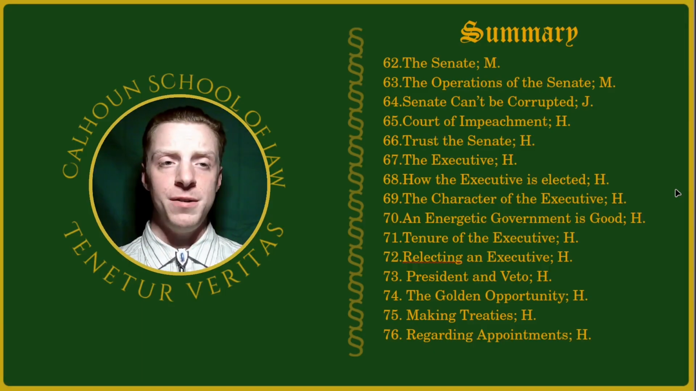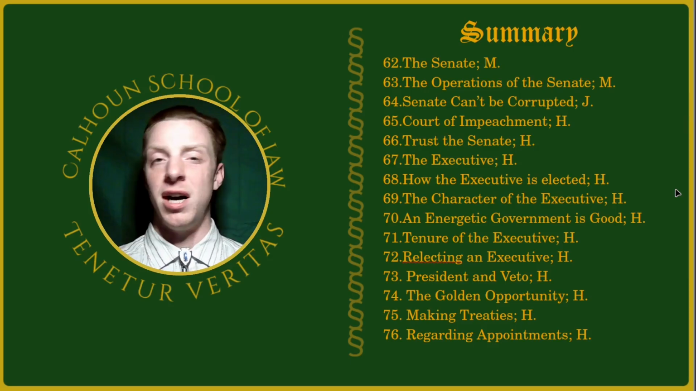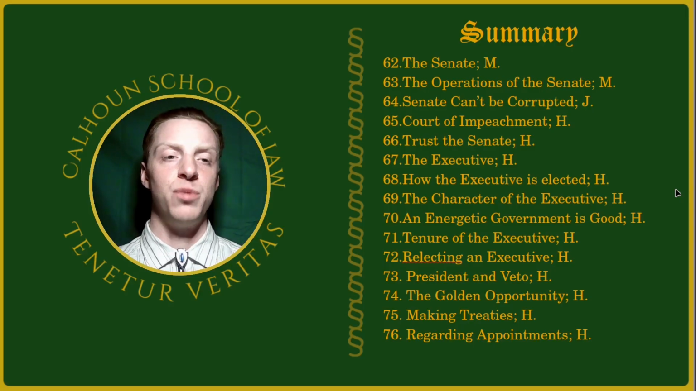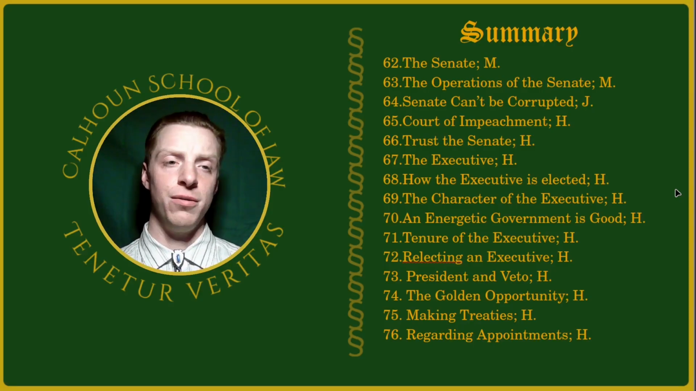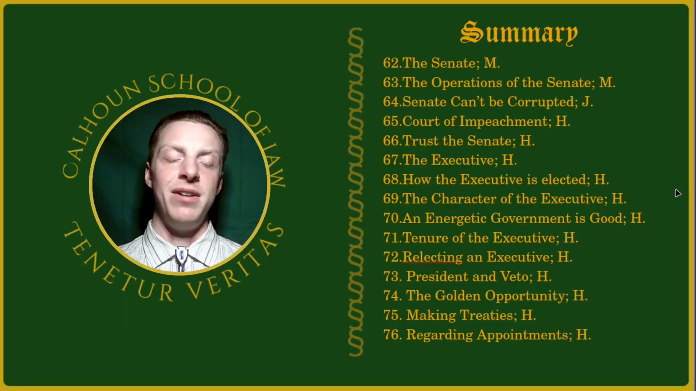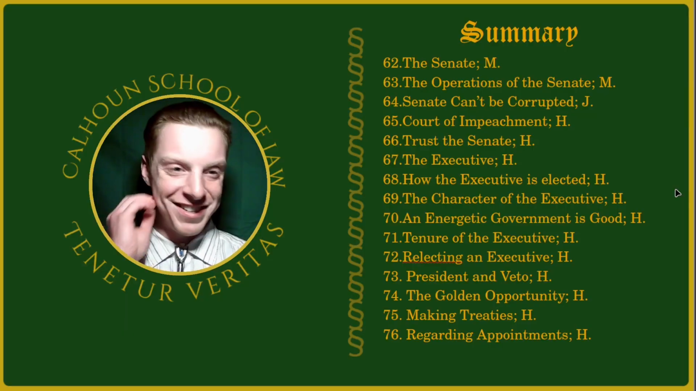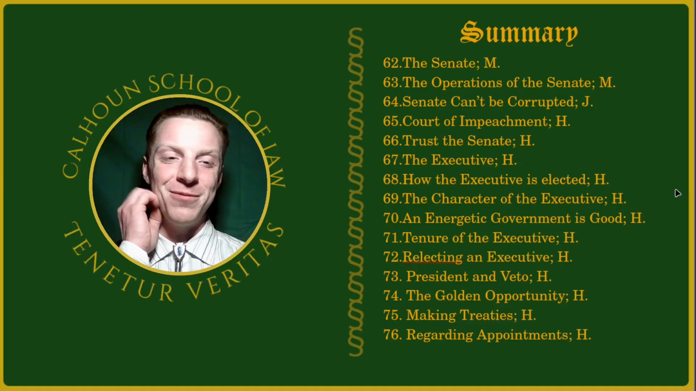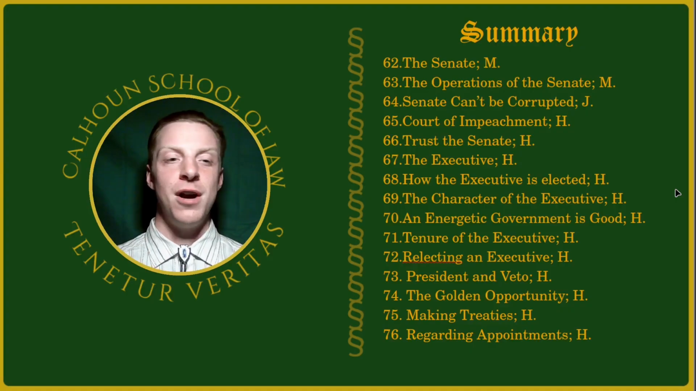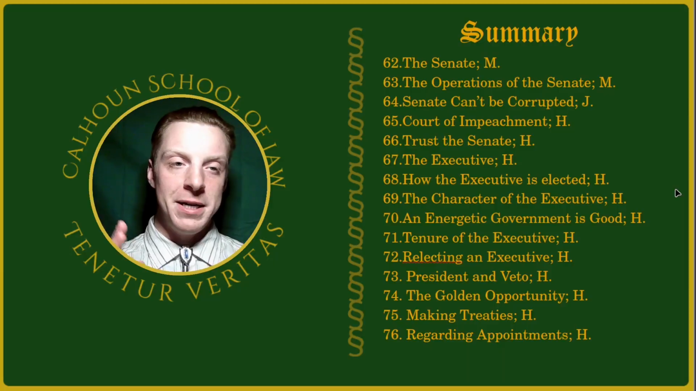75, making treaties. In Hamilton, he's explaining why the states ought to be prohibited from making treaties, as well as why the Union government ought to monopolize the authority of making treaties. 76, regarding appointments. There we go. Definitely did not discuss that in those earlier papers that I mistook it for. So number 76, regarding appointments, he's talking about the president.